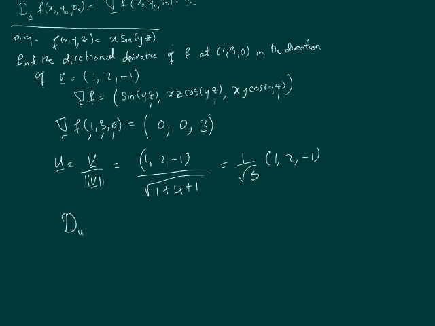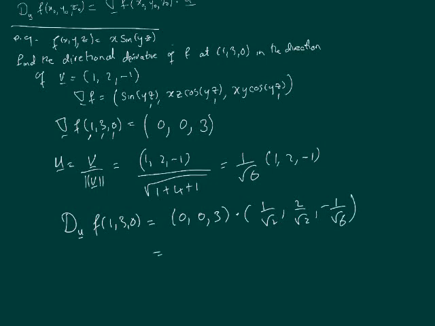So the directional derivative of f at (1, 3, 0) is simply the dot product of (0, 0, 3) with (1/√6, 2/√6, -1/√6). Now when I take that dot product, it's going to give me 0 plus 0 minus 3 over root 6, which is just negative square root of 3 over 2, of course. So that is my directional derivative in the direction of the vector (1, 2, -1).